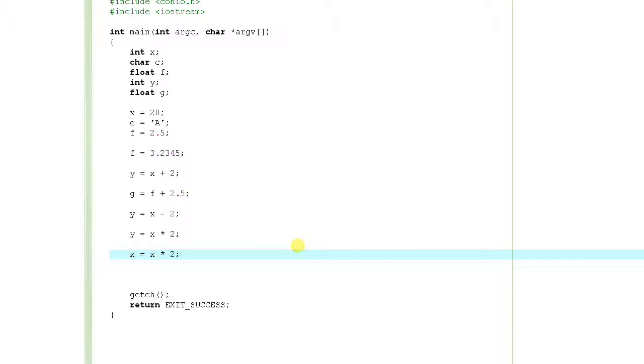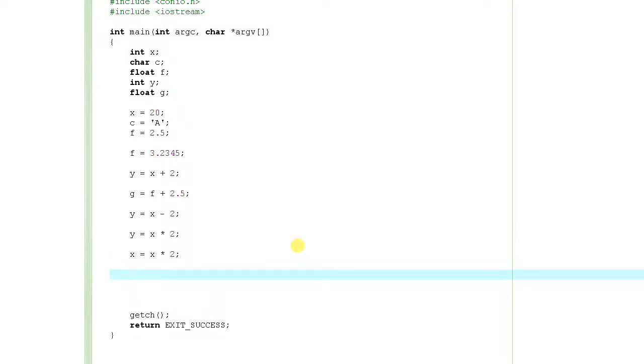So what the compiler does is it generates the machine code as we talked before, and that machine code tells the computer to multiply x by 2 and then assign the result to x itself. So what is the value of x here? It's 20. It's still 20. 20 multiplied by 2 is 40, and then assign that value to x. So after the computer executes this instruction, the value of x is going to be 40 at this point.